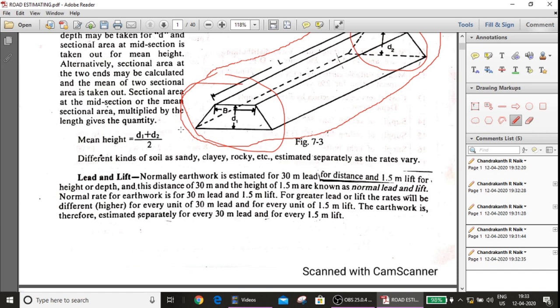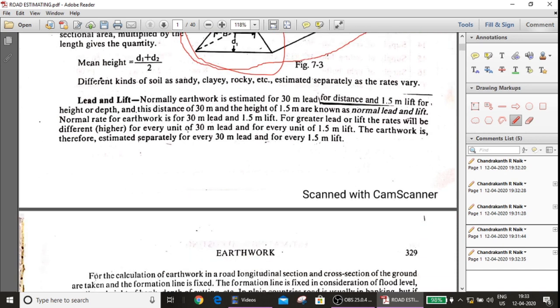Here we come across some new terms like lead and lift. Earthwork is estimated for a 30-meter lead, which is the 30-meter distance, and for lift it is a 1.5-meter lift. So the 30-meter distance is defined as the normal lead, and the 1.5-meter lift is taken as the normal lift. For greater lead or lift, if the distance is more, the rates will be different for every 30-meter lead and for every 1.5-meter lift.